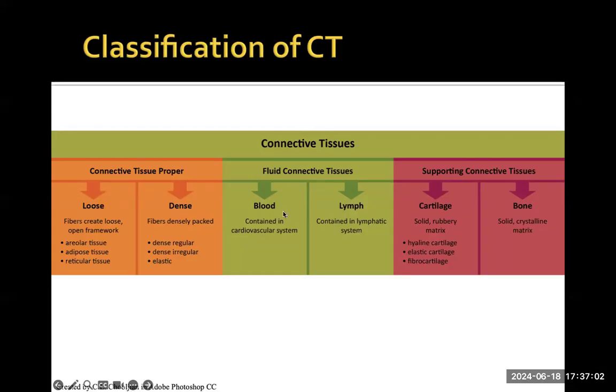Then we have fluid connective tissue, and because it's a fluid, it's mostly made up of water, which means that it's a liquid, which means it's either blood or lymph. Blood is going to be in your cardiovascular system. Lymph is going to be of your lymphatic system.